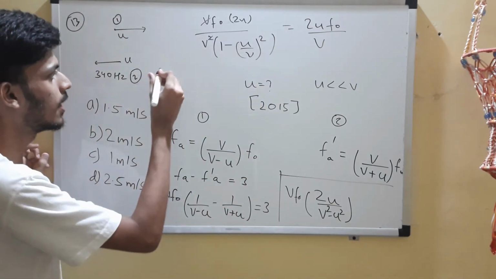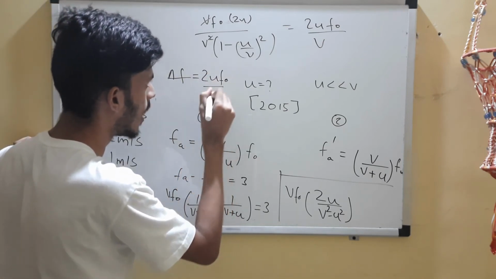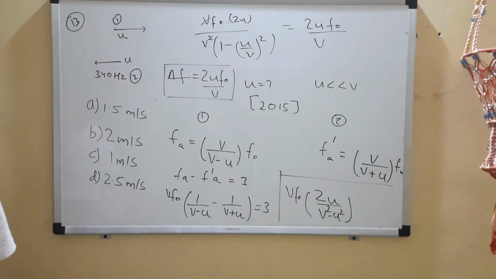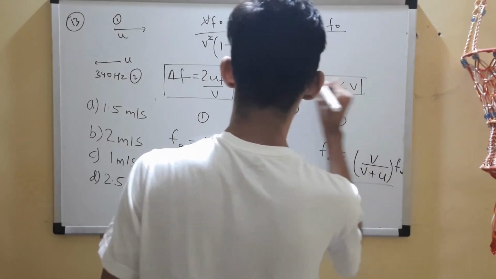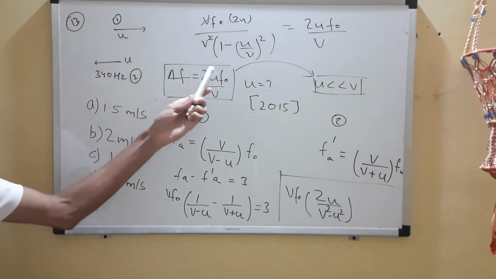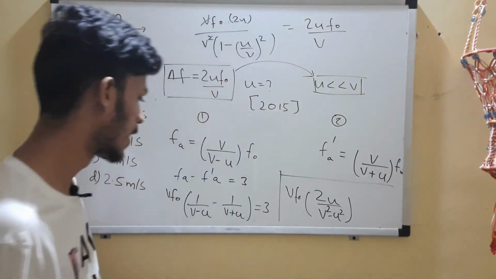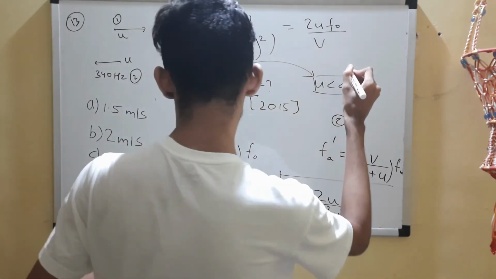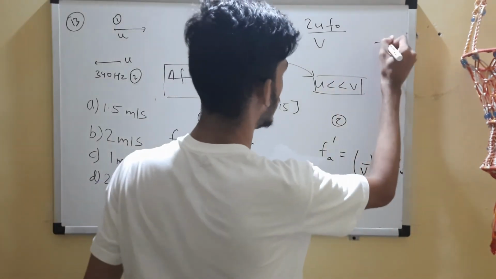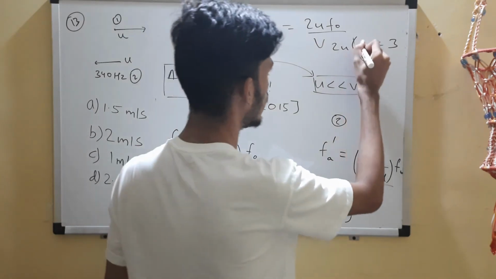I want you to remember it in a general way, that delta f equals 2U f naught by V. Delta f is equal to 2U f naught by V whenever this assumption holds. Remember, with the assumption. Delta f, the change in frequency, equals 2U f naught by V whenever U is very, very much less than V. So now let's solve it. So what do we get? The delta f in this case was 3, right? 3 beats per second. So the difference in their frequency was 3. So 3 equals 2U f naught. The initial frequency was 340.